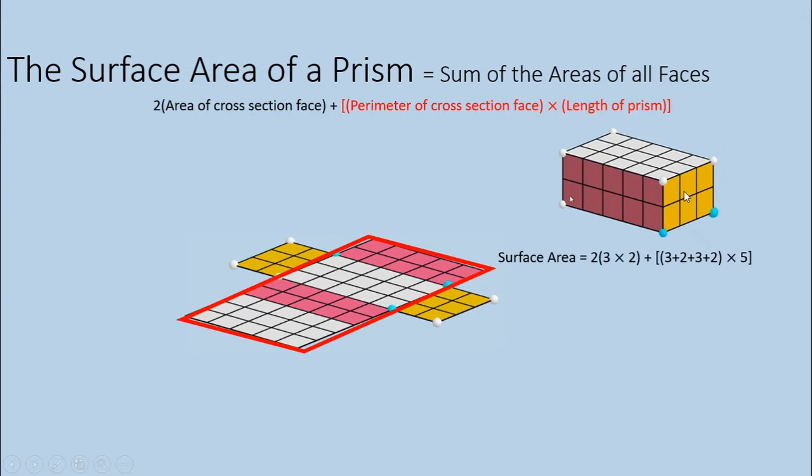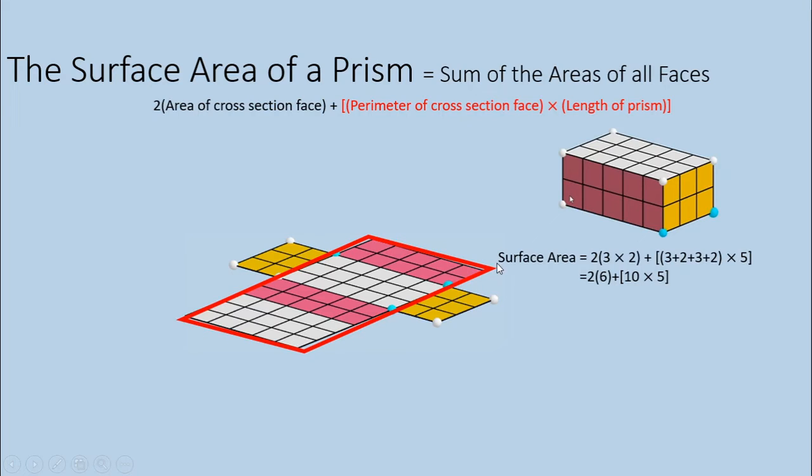The surface area is going to be 2 times the cross-sectional face area. So that's 2 times, and this is 3 times 2, plus the perimeter of this cross-section, so that's 3 plus 2 plus 3 plus 2, which you can also see over here is 3 plus 2 plus 3 plus 2, and we multiply that perimeter by the length of the prism. That's the 5 here, or as you see over here, that's the 5 there. So I'm doing 2 times this area of the cross-section, 2 times 6, plus I'm doing the area of this big rectangle here, and you can count it here.